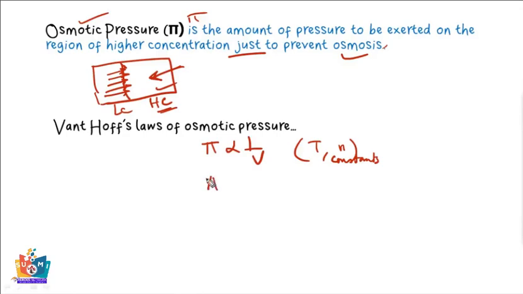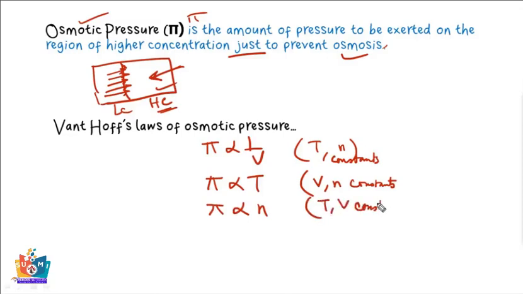The second law is that osmotic pressure is proportional to temperature. If temperature increases, osmotic pressure increases. This is similar to Charles's law. In this case, volume and number of moles will remain constant. And the third one is pi is proportional to the number of moles when T and V remain constant. This third law resembles Avogadro's law.